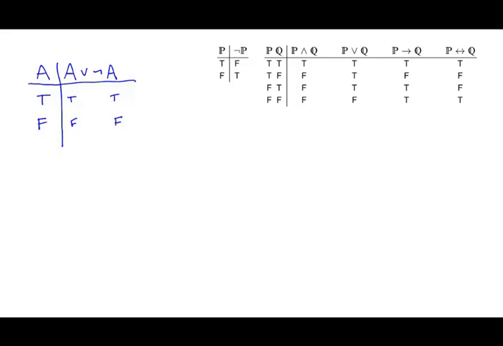Now, the main connective here is the disjunction, but we need to calculate the negation before calculating the disjunction. Of course, this is simple, it's just a negation, so where A is true, not A is false, and where A is false, not A is true. And then to calculate under the main connective, we've got a disjunction. So as long as one or both sides are true, the whole thing is true. So we'll get a true there and a true there.